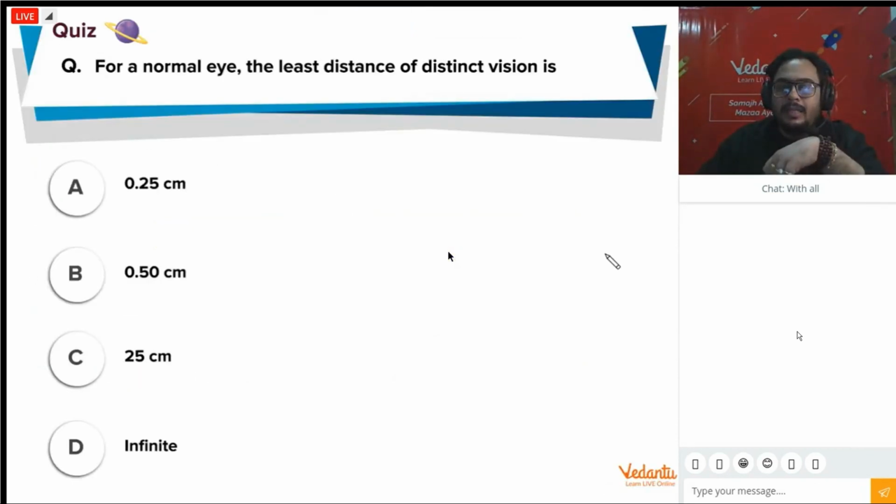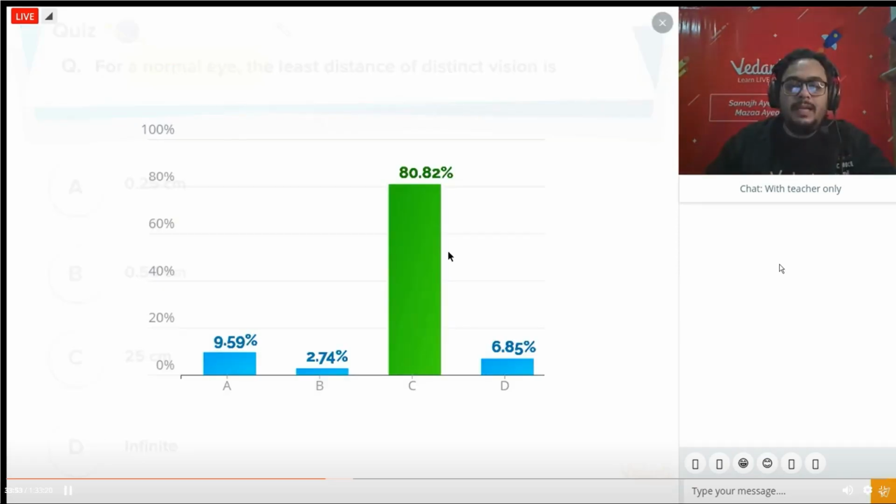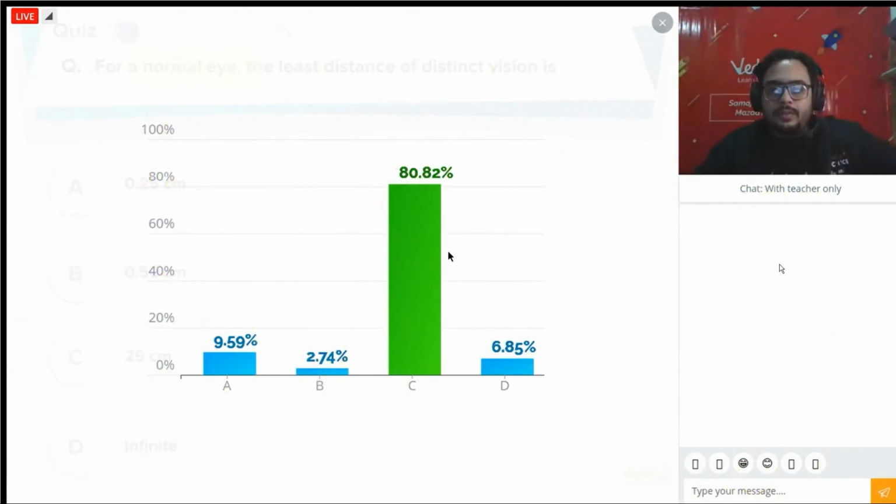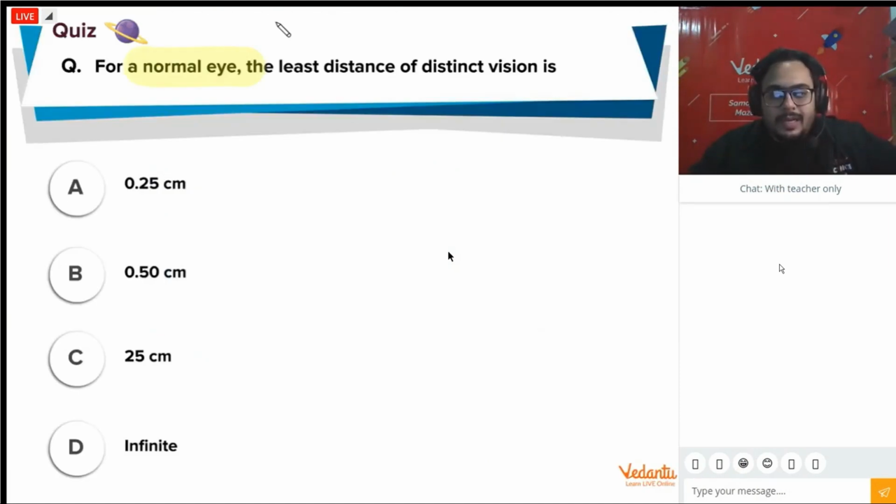Let's answer a question then, everyone. For a normal eye, not my eye, for a normal eye, the least distance of distinct vision or clear vision is 0.25 centimeter, 0.5 centimeter, 25 centimeter, or infinite. Mark your answer, everyone. 80%. Wow, that is a good score. At least you can remember some things. So the answer is 25 centimeter, not 0.25. Okay, do not make that mistake. Any question in this? Any doubts in this?